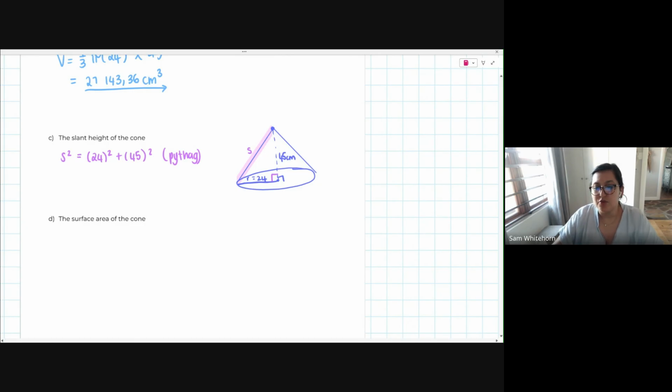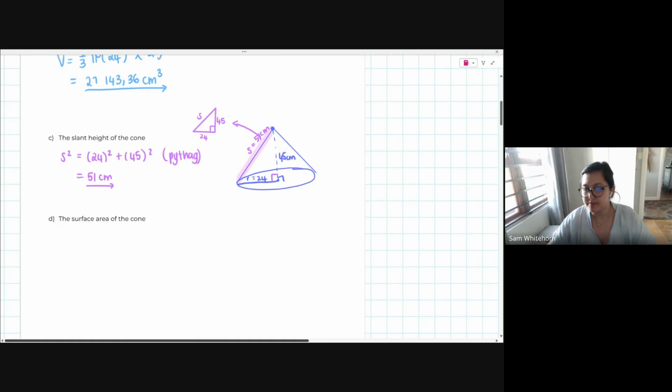And if you struggle to visualize the Pythag, remember, just draw out your triangle. Take your triangle out of your diagram and draw it out for yourself, which maybe is what I should have done because I can't read my own handwriting. And then you can go and determine what you need. So yes, once we apply all of that, we get our slant height is 51 centimeters. And like I said, we now need this if we want to go and determine our total surface area.